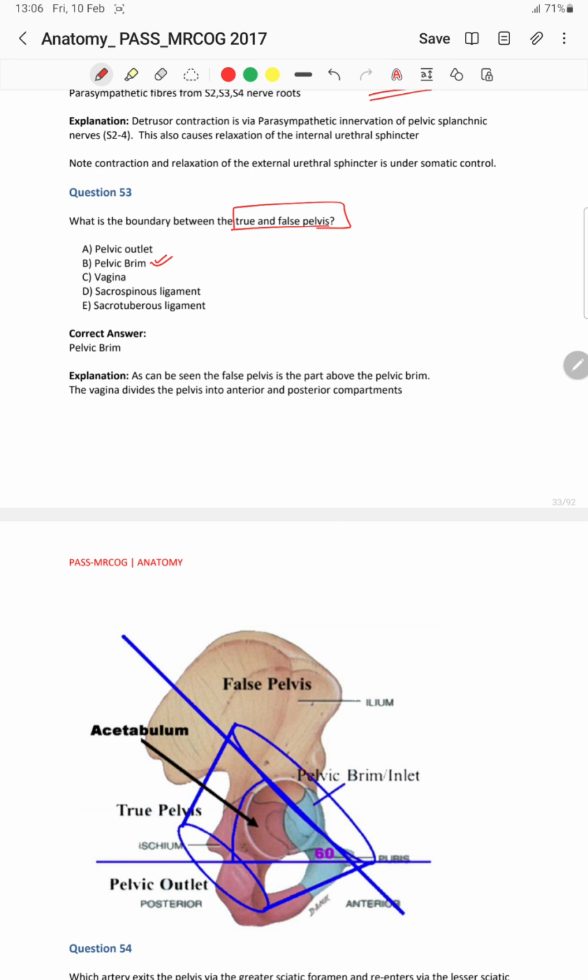And the false pelvis is the part that, if we consider this as the pelvic brim, lies above the pelvic brim, and the true pelvis lies below the pelvic brim. So the pelvic brim is the boundary between the false and the true pelvis. Okay, and it is the vagina which divides the pelvis into the anterior and posterior compartments.